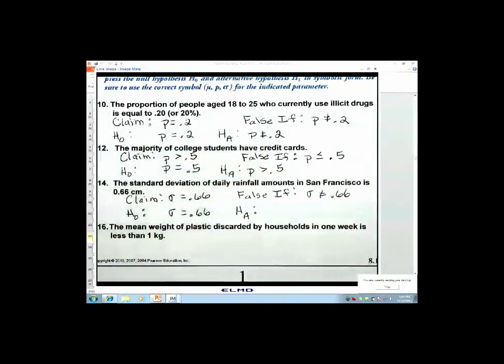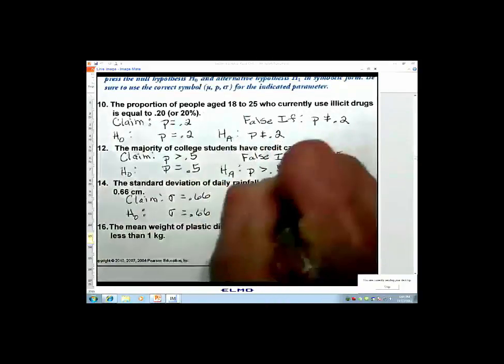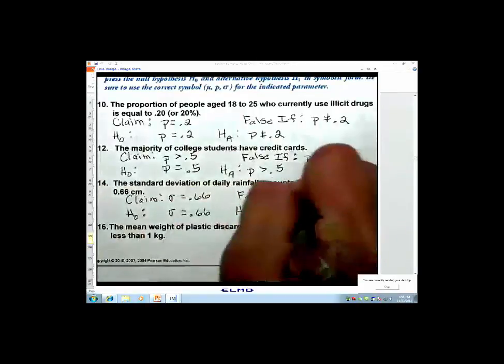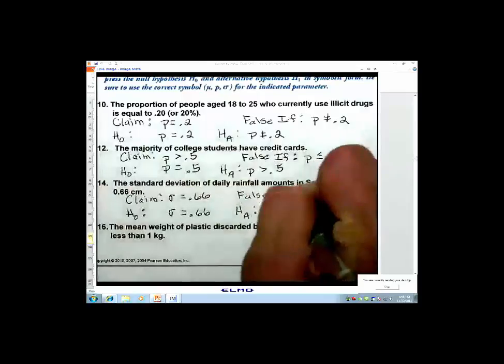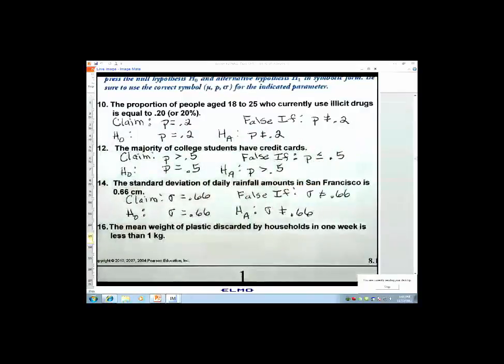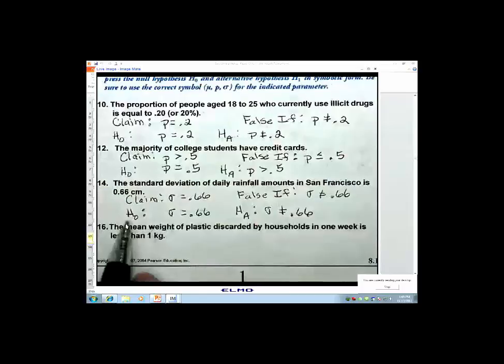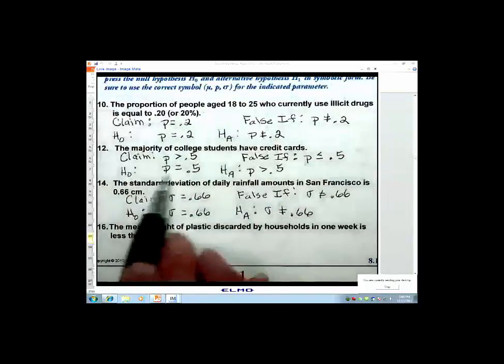The one of these two that didn't have the equals in it. Sigma is not 0.66. It really is better to write down the alternative first. The alternative is always one of these two. The null may not be either one. Like here, the null was P equals 0.5. That wasn't the claim or the complement.